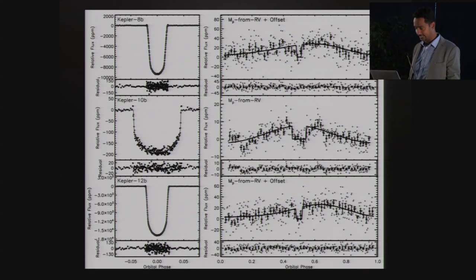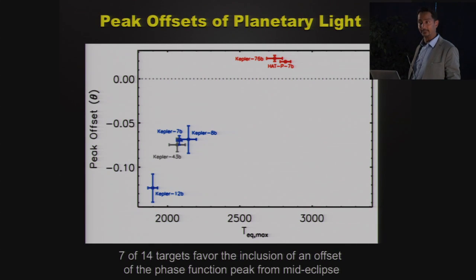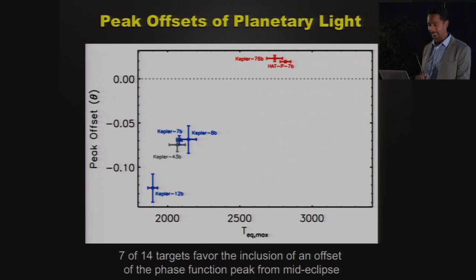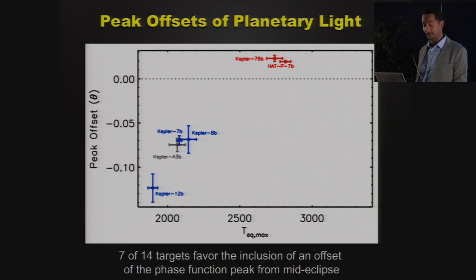That's the only exception. One of the more intriguing results from our study so far is that there seems to be, for 7 of the 14 targets, about half of our sample, an offset between the peak of the planetary light and the mid-eclipse, or the substellar point.